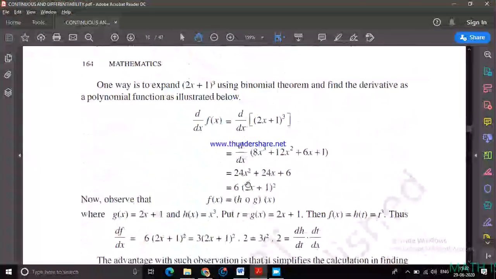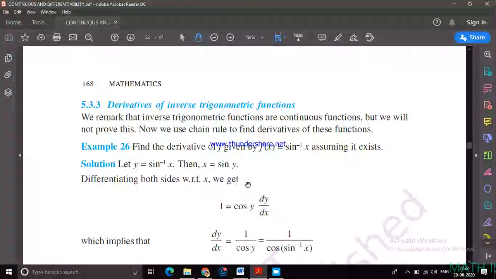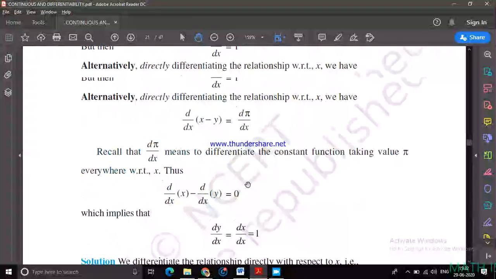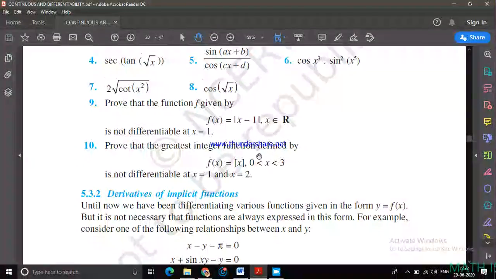Next question, and the last question of this exercise: for the greatest integer function, you have to prove that it is not differentiable. Prove that the greatest integer function defined by f of x equals step of x is not differentiable. First of all, the step function itself is not a continuous function. If a function is not continuous, then it cannot be differentiable. If it is continuous, it may or may not be differentiable. But if it is not continuous, then obviously it cannot be differentiable. So please remember these properties.